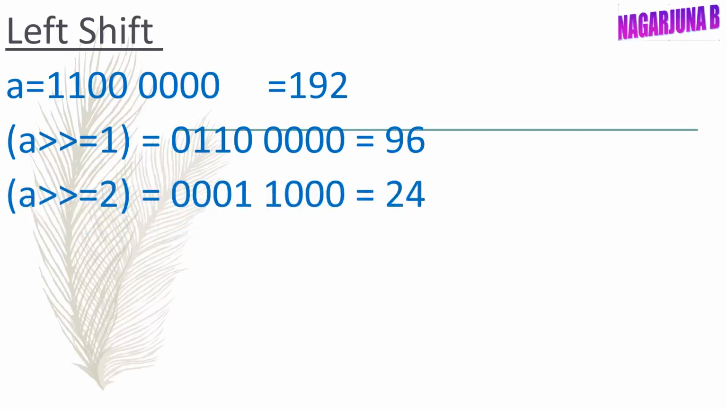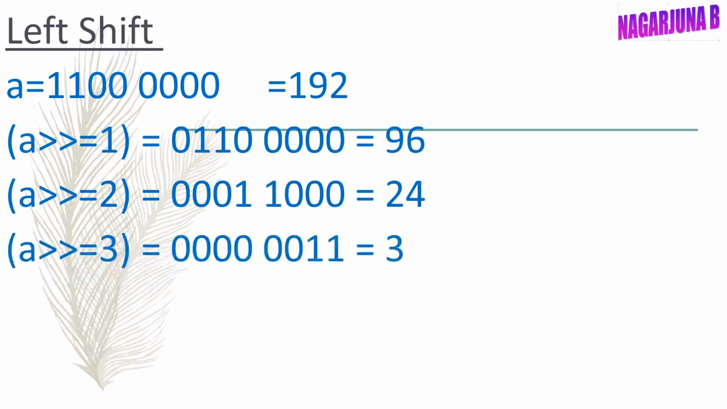A shifted by 2. So this will be equal to 0 0 0 1 1 0 0 0. This will be equal to 24. Since we have shifted by 2 bits, 96 divided by 2 to the power 2. 2 to the power 2 is 4. 96 divided by 4 will be equal to 24.